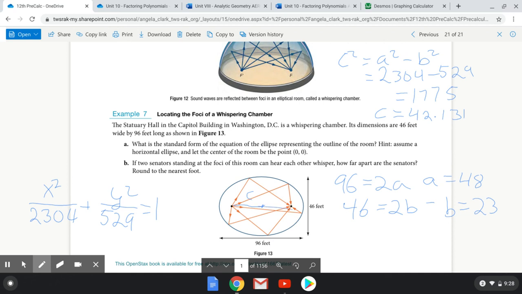So the distance between the two foci is 2 times c, which to the nearest foot, because that's what they asked for, would be 84. That is the answer to part b: they're going to be standing 84 feet apart. So that is how you would approach that question. Hopefully that helps, and I will see you in the next video.